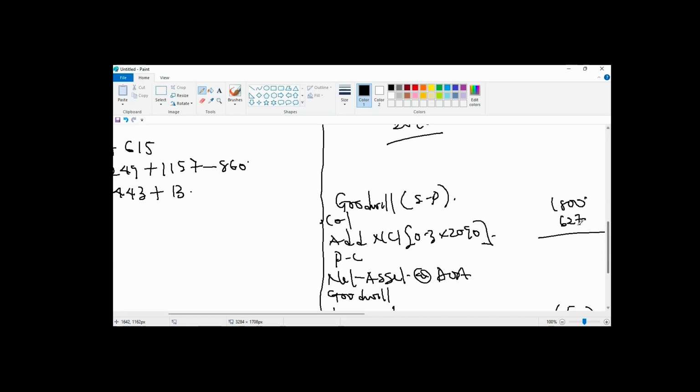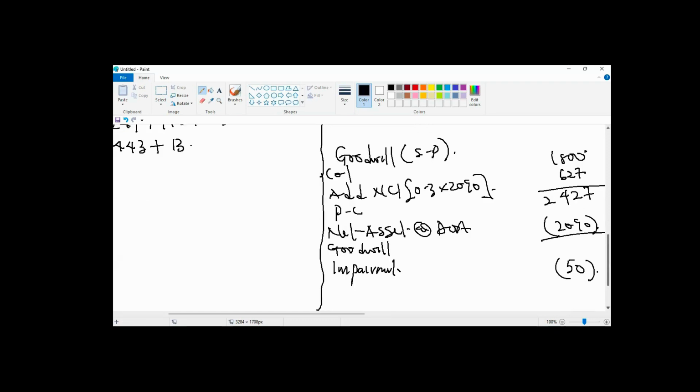627 plus 1800 to get the purchase consideration of net assets. This gives me 2427 minus 2090, which is 337. Then I will less the 50. This will give me goodwill at the date of consolidation, 287.